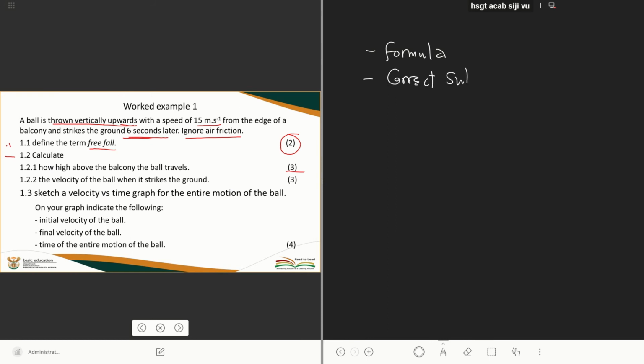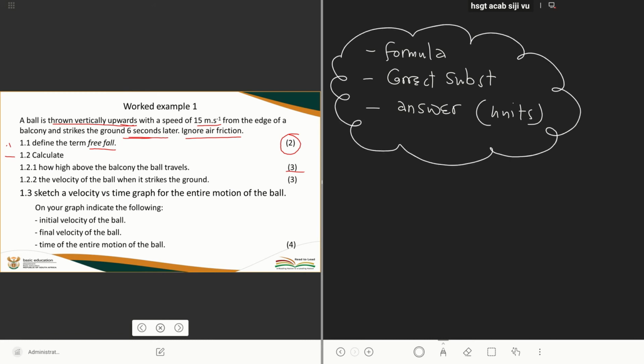And when we talk about correct substitution, we're saying take direction and the vectors into account. And then the final answer, in this case, which has got the correct SI units, okay? So it's very, very important as far as problem solving is concerned, right?